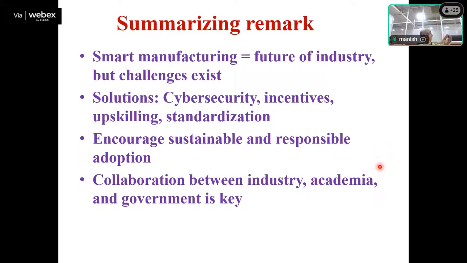And then the other important aspect is that we have to encourage sustainable and responsible adoption. That means culture has to be imbibed, and it is a need, as it always was, a real life collaboration between industry, academia, and government. That is the key to the success of the transition from conventional manufacturing to smart manufacturing. Thank you all for your hearing.